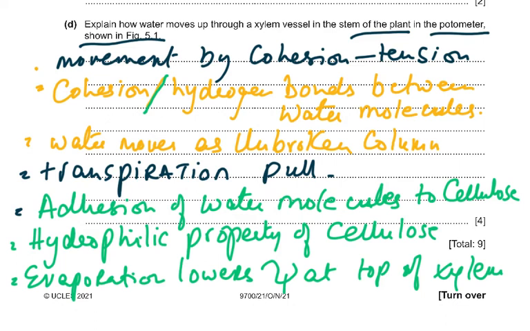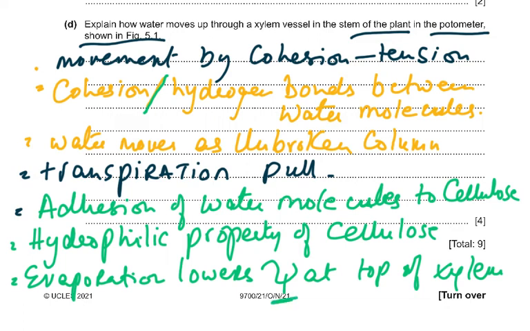Cellulose is in the wall of the xylem. There's only the cell wall left. Everything else is finished. The cell membrane is gone, the organelles are gone, the cell contents die. That's what we say about the xylem. So adhesion of water molecules to the cellulose, which has a hydrophilic property, so a water-loving property. And the evaporation lowers the water potential.